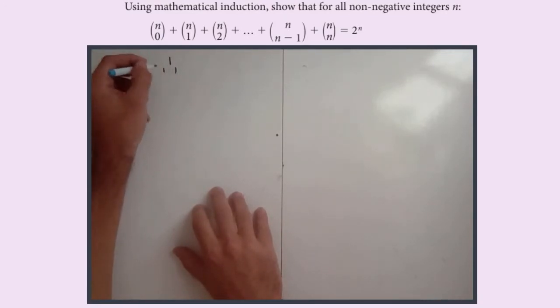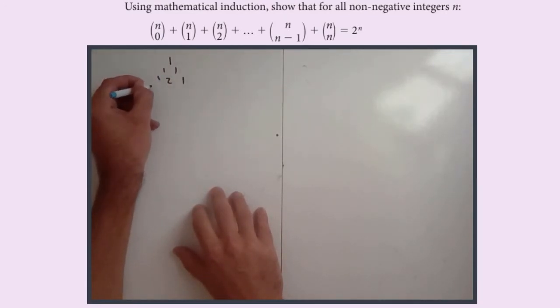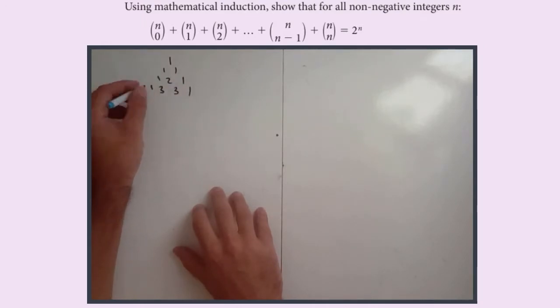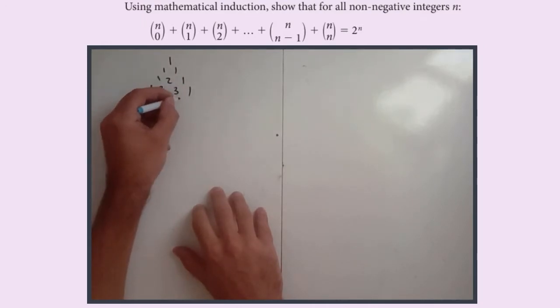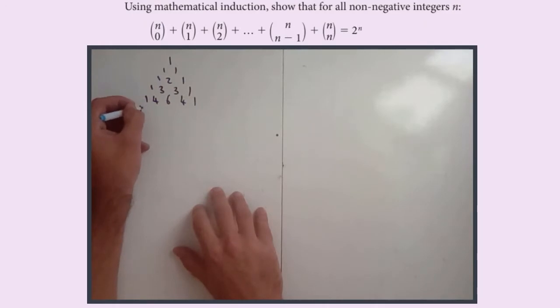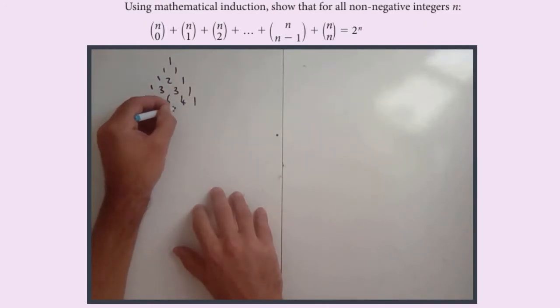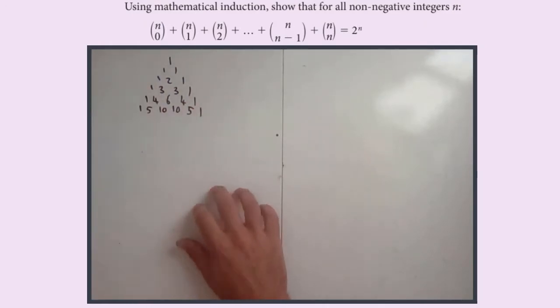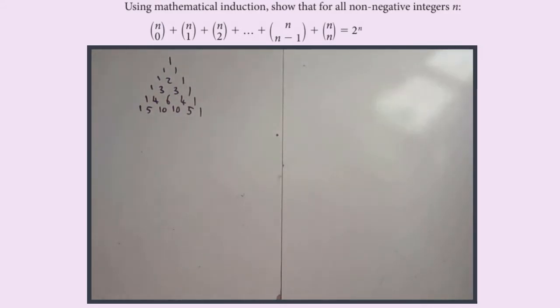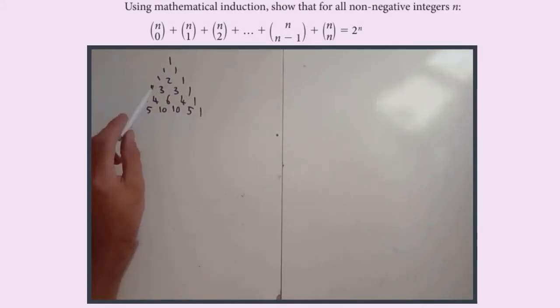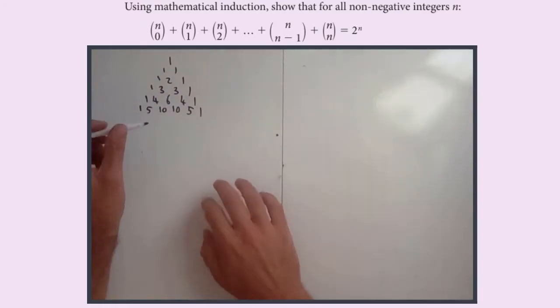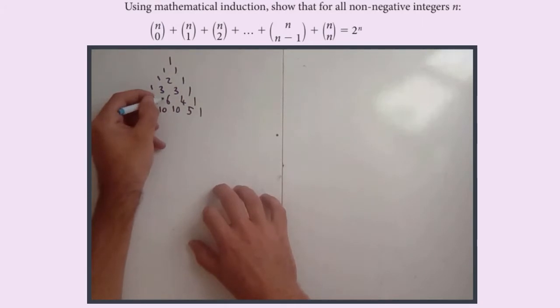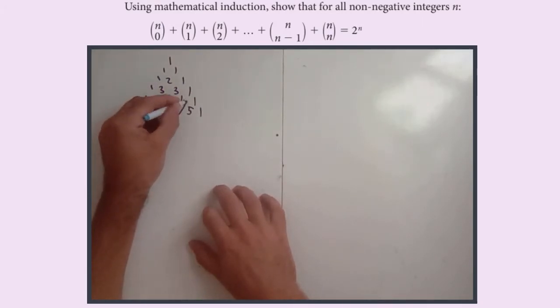So 1, 1, 1, 1, 2, 1, 1, 3, 3, 1, 1, 4, 6, 4, 1, and so on, and 1, 5, 10, 10, 5, and 1. So if I just stop there, just think how Pascal's triangle works. You've got all these areas where this plus this equals that. So if we just take any little triangle where that's true, we just draw around those and think what they are.